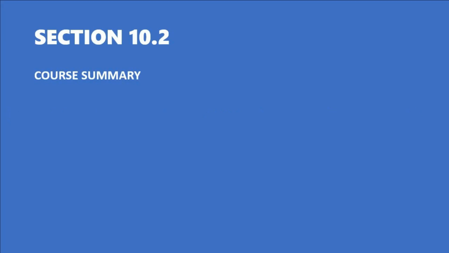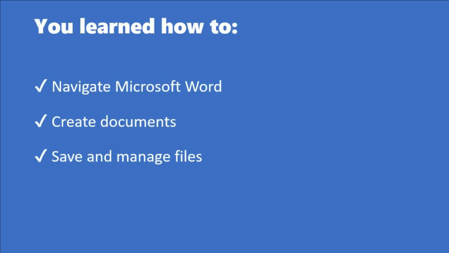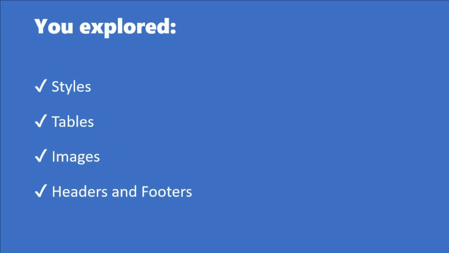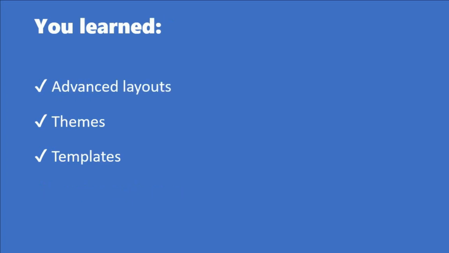Section 10.2. Let's take a quick look back at everything we've accomplished. In Module 1, we learned how to navigate Microsoft Word, create documents, save and manage files. In Module 2, we mastered text editing, formatting, paragraphs, and page setup. In Module 3, we explored styles, tables, images, and headers and footers. In Module 4, we learned how to apply advanced layouts, apply themes, and also learned how to use templates.